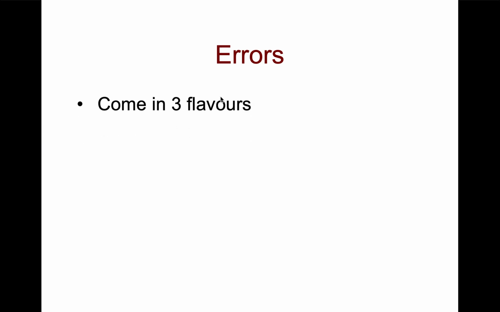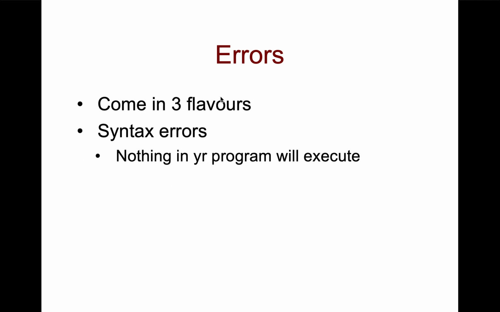Errors in programming languages, not just in Python, come in three flavors. There are syntax errors, and they are what happens when you have some kind of grammatically incorrect statement in the programming language that you're working in. And when these happen, nothing in your program will execute at all. Your program never gets running in the first place. That's because they can be detected right away. It can be determined right away that there's something wrong with the code that you've written, something that breaks one of the rules of the programming language you're working in.